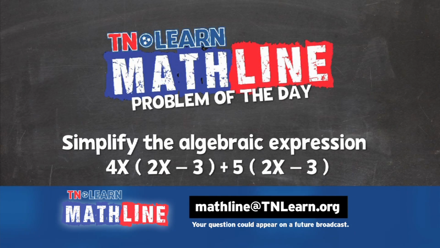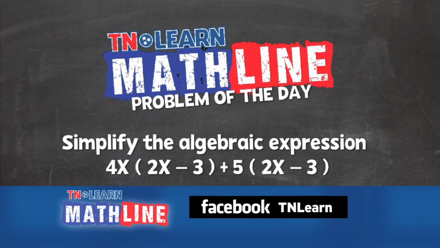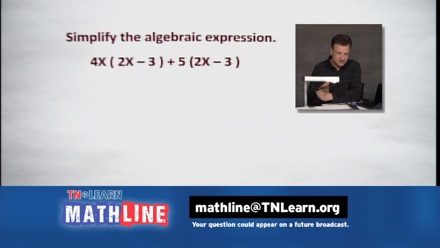But then we've got a parenthesis, 2x minus 3, which says times that parenthesis, plus 5 times the parenthesis, 2x minus 3. And the idea is we want to simplify that. So let's take a look at this thing. See how it looks.